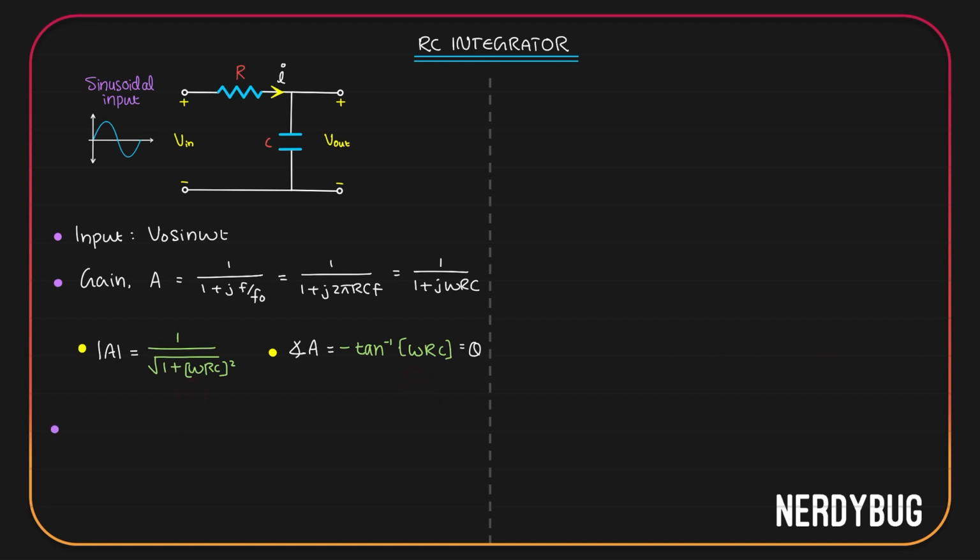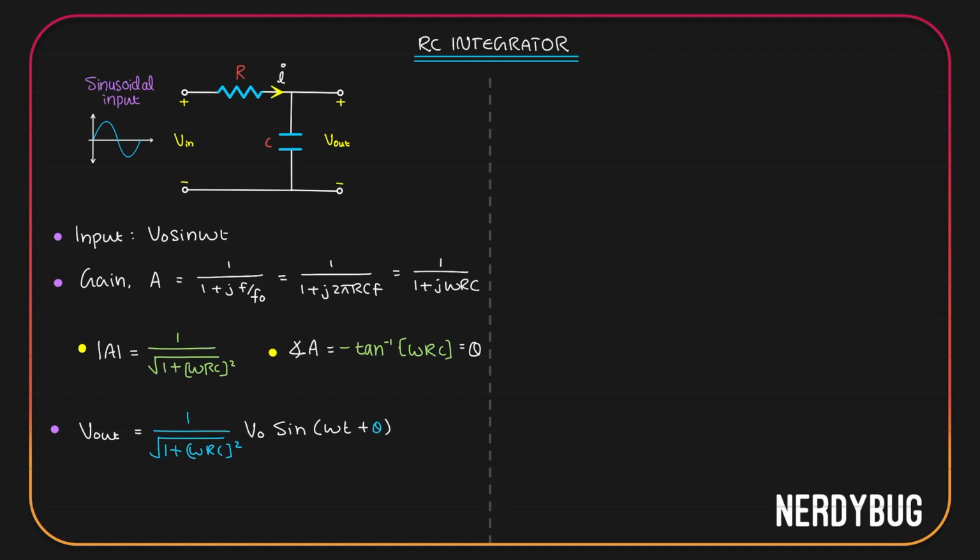So, output of the low-pass filter is going to be 1 by root of 1 plus omega RC squared multiplied by V0. This will be the new amplitude, sine of omega t plus theta. Theta is the phase added from the gain.